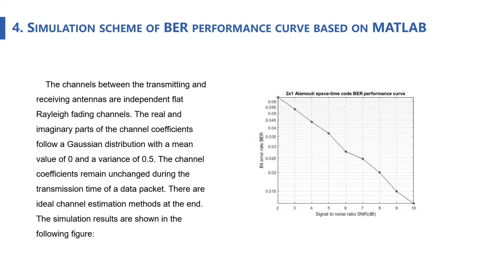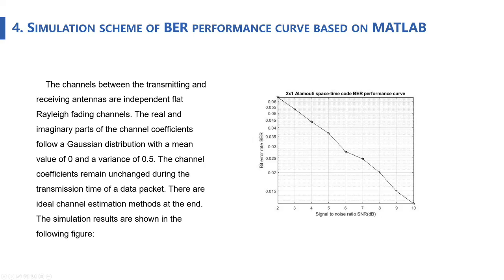I used coherent BPSK modulation to simulate the BER performance of the Alamouti scheme with respect to the signal-to-noise ratio of each receiving antenna. The number of transmitting antennas is 2, and the number of receiving antennas is 1. During each symbol period, the average signal power is 1. The noise component uses a complex Gaussian random variable with a mean value of 0 and a variance of 2.